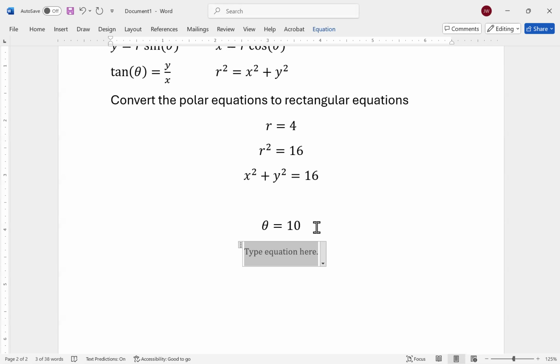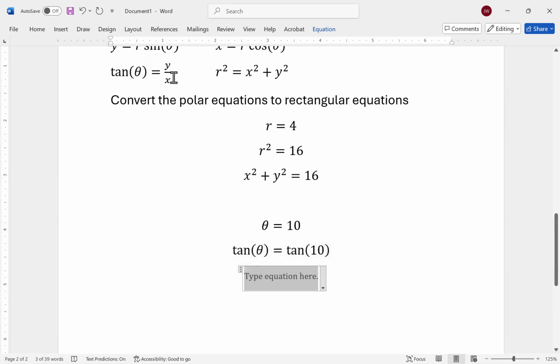In this next equation, I just have theta. So I'm going to apply tangent to both sides. The left-hand side gives me tangent of theta, and the right-hand side gives me tangent of 10. By the way, tangent of 10 is around 0.65, but I won't write that as a decimal right now. Because I have tangent theta, I can replace that with y over x. So y over x is equal to tangent of 10, which is close to 0.65.